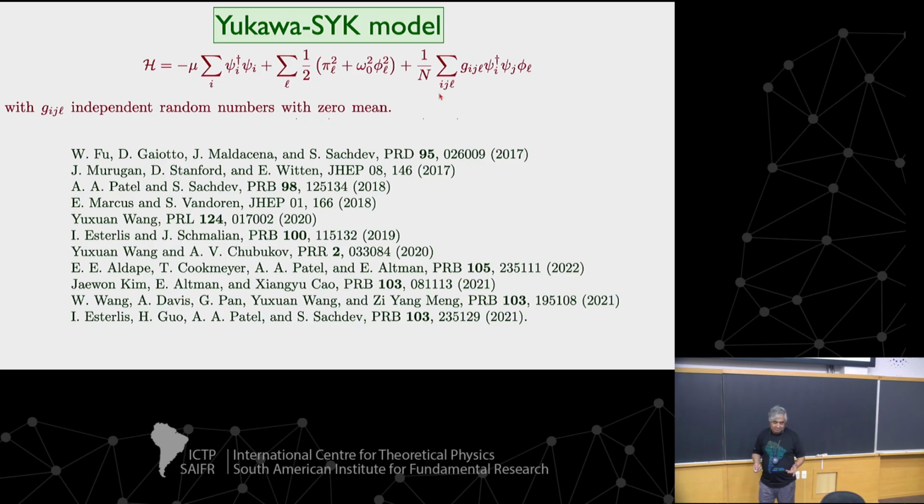This model is simple enough that when G is just a constant, I think it's called the Holstein model. But we're going to allow G to vary, and in the spirit of SYK, take this G to be a random function of its indices. So you have a 3-index random tensor, G_ijl, which is just some random function. Okay, so that's the model.